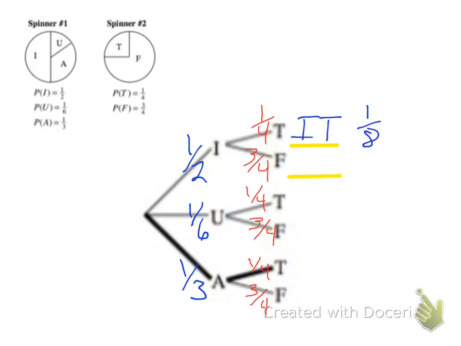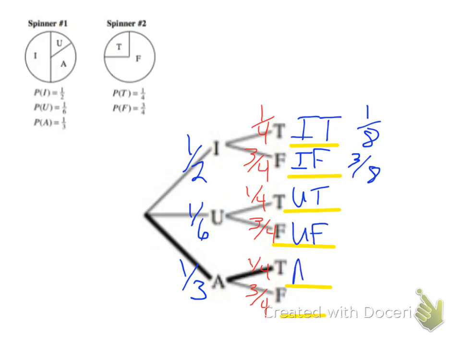This spot right here is representing IF, which also works. So I multiply those. 1 times 3 is going to be 3, 2 times 4 is going to be 8. If I continue that process and figure out what all my outcomes are here, I'm going to end up getting UT, UF, AT, and AF. My probability for UT is going to be 1/24.